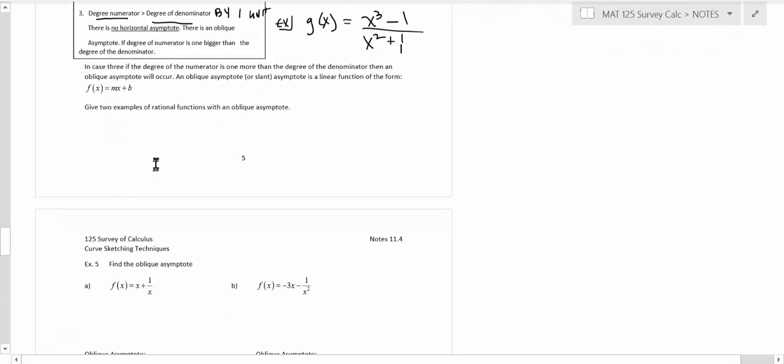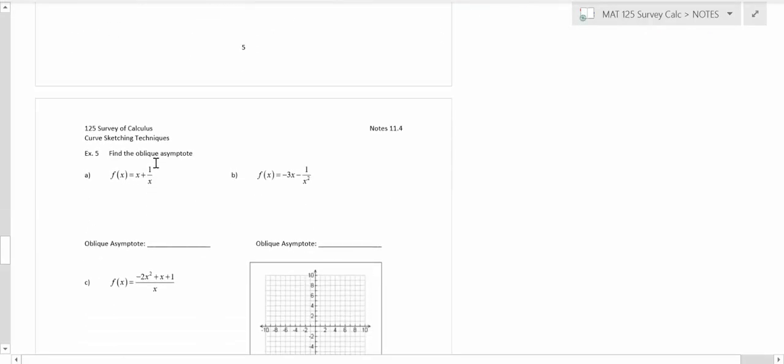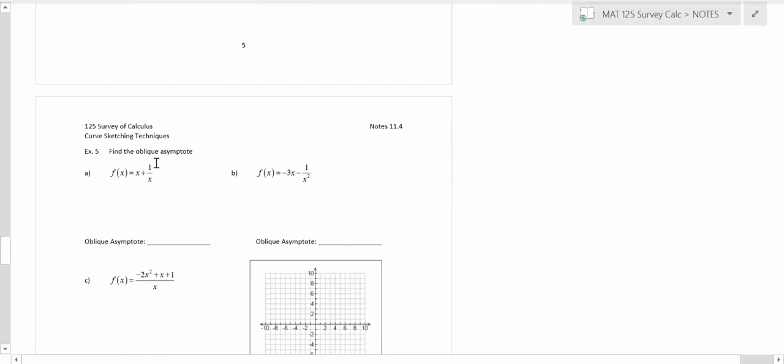On the next page, I'm going to show you how to take a function and figure out its oblique asymptote. What you want to do is basically take the limit as x goes to infinity. You just have to work out a limit. And you can graph on your calculator and tell if you're right or not. In this example, we're going to do the limit as x approaches infinity of x plus 1 over x.